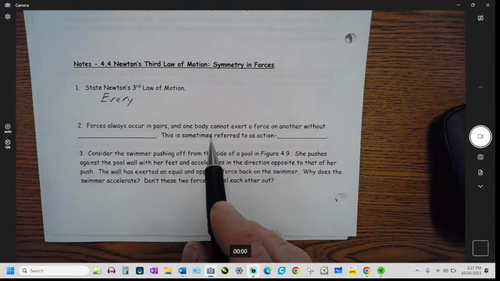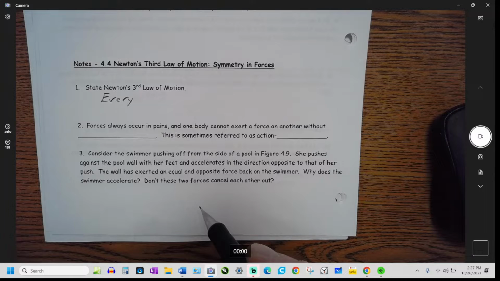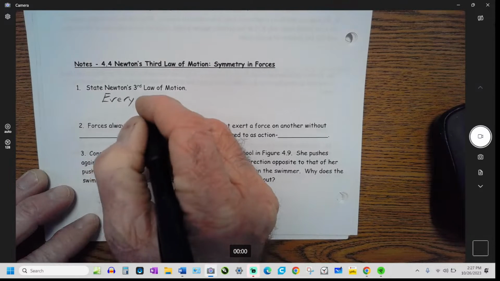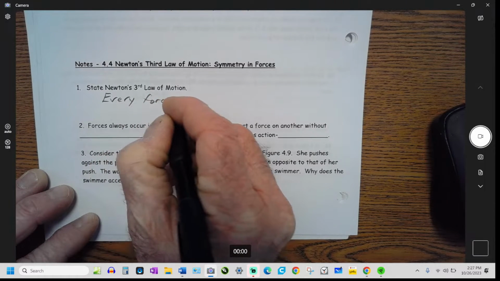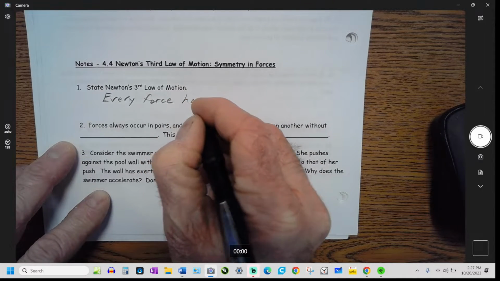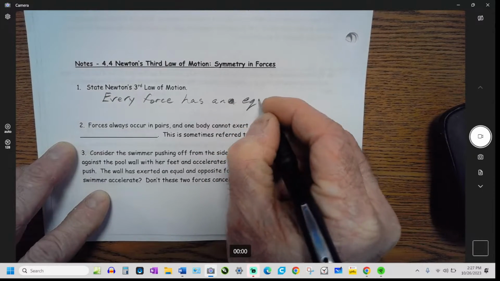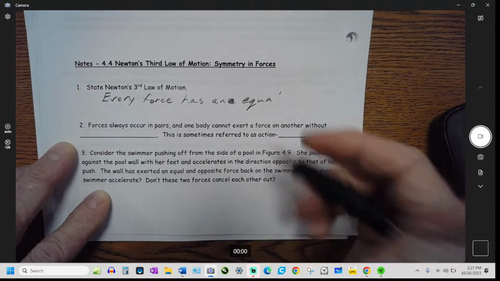So I used to do it that way, and then I thought it confused people because what really is important is that every force has an equal and opposite force. Now, I'm going to come back to that in just a second. Every force has an equal and opposite force.